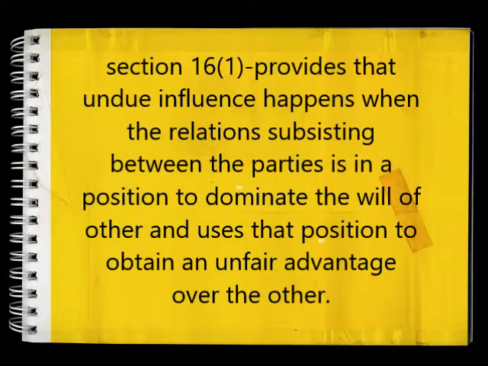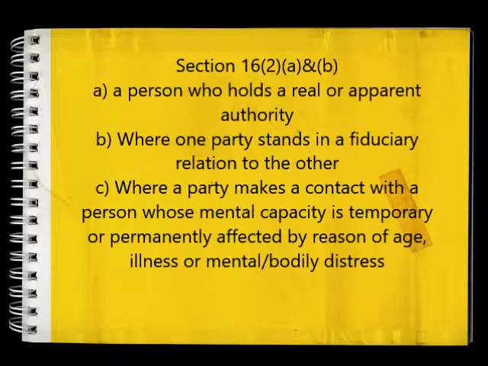Section 16 Clause 1 provides that undue influence happens when the relation subsisting between the parties is in a position to dominate the will of the other and uses that position to obtain an unfair advantage over the other. For relations subsisting between the parties, Section 16 Clause 2, Clause A, and Clause B gives three circumstances whereby a party is deemed to be in a position to dominate the will of another.